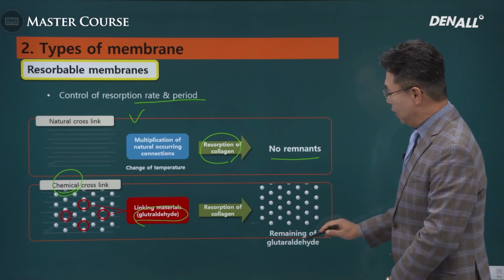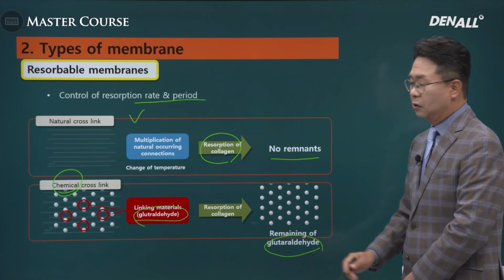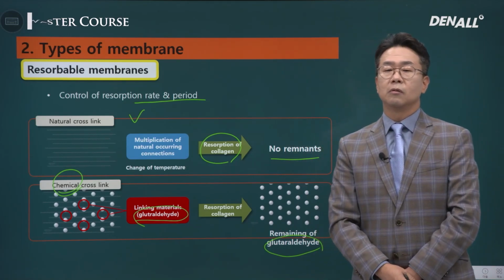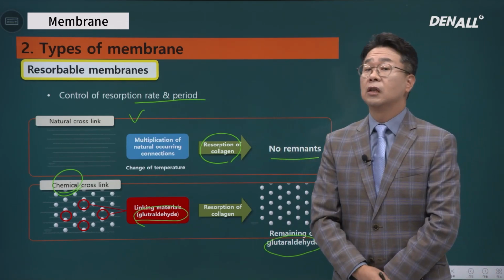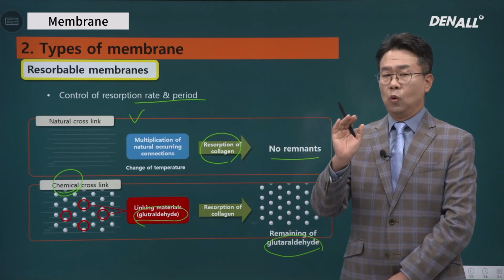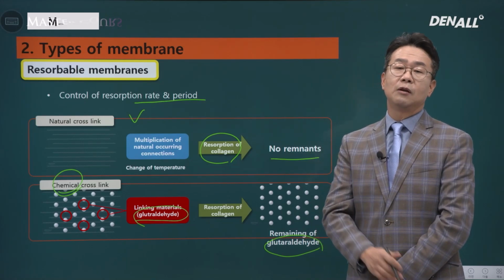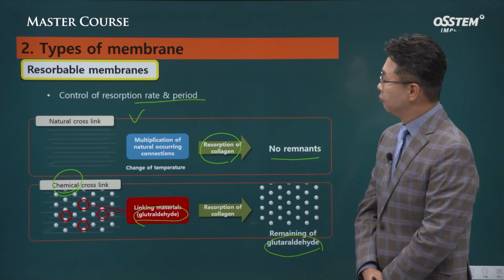However, after collagen is resorbed, glutaraldehyde, the linking material, will remain. There can be a bit of toxicity because of remaining glutaraldehyde. However, by adjusting the density of glutaraldehyde linking material, we can prevent such problems.